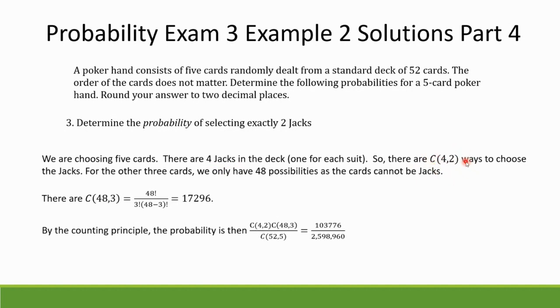But again, we have a 5-card poker hand. So because of that, we have to handle the other 3 cards. But again, the other 3 cards can't be jacks. They can only be from the 48 remaining possible cards. So how many ways can you get those 3? That's what this is.